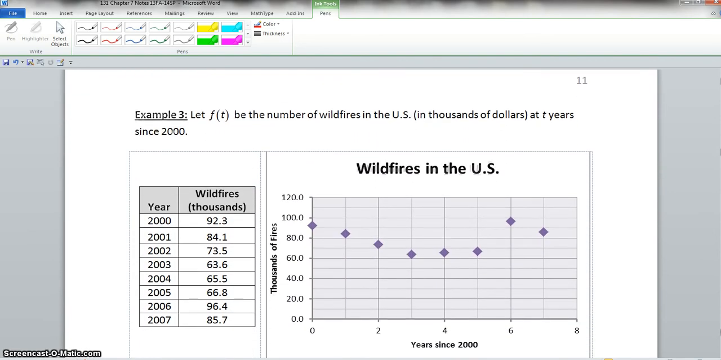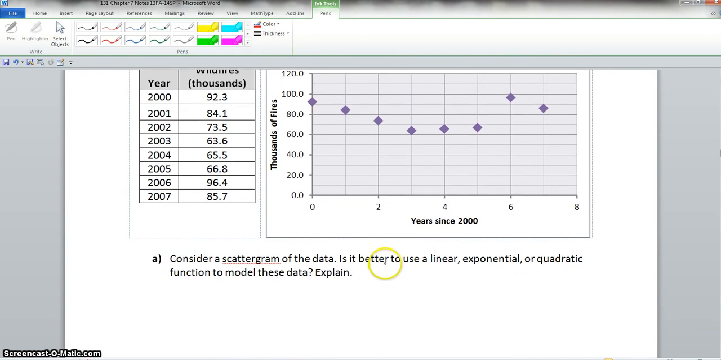Now we scroll down here to example 3. Now example 3 says, let f of t be the number of wildfires in the U.S. in thousands of dollars at t years since 2000. So we know the year 2000 is actually our 0. Now, this should be, instead of thousands of dollars, in thousands of fires. Okay, now, if we look at this graph here, we come down here to this question. It says, consider a scattergram of the data. Is it better to use a linear, exponential, or quadratic function to model these data?